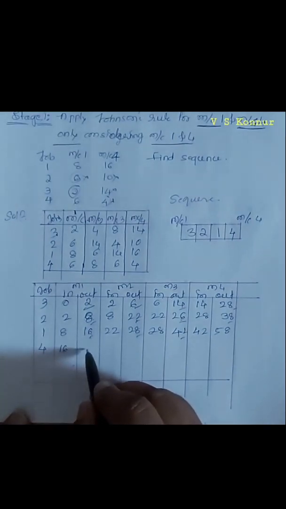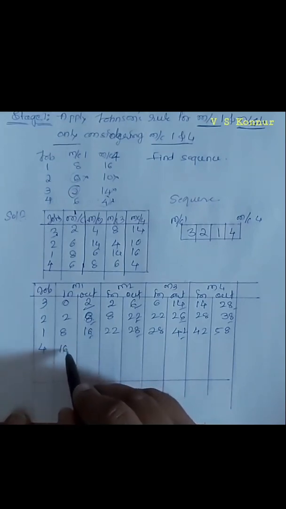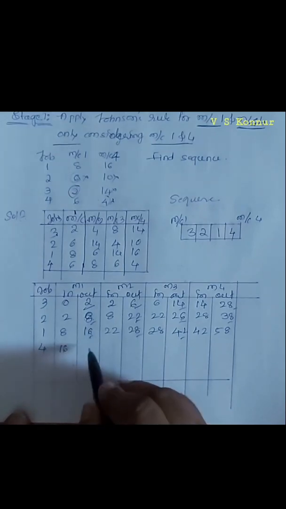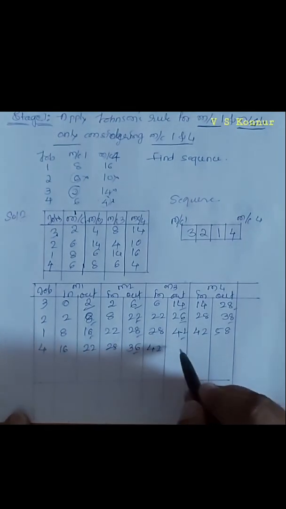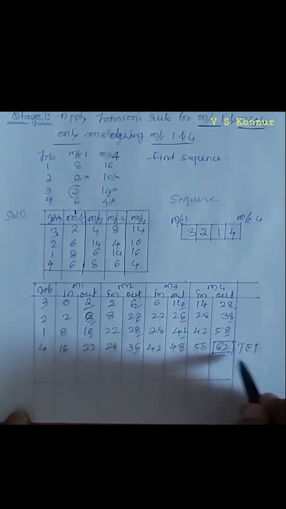Next, after 16, the fourth job is entering, and it requires 6 hours to complete. After 16 plus 6, 22. 28, 22 and 28, 28 is maximum. It requires 8 hours to complete, 36. 36, 42, 42 is maximum, 6 hours to complete, 48. 58 is maximum, plus 4, 62. So this 62 is called the total elapsed time.